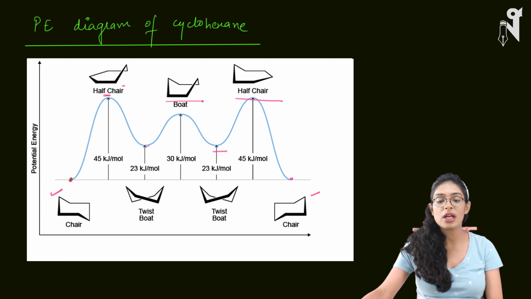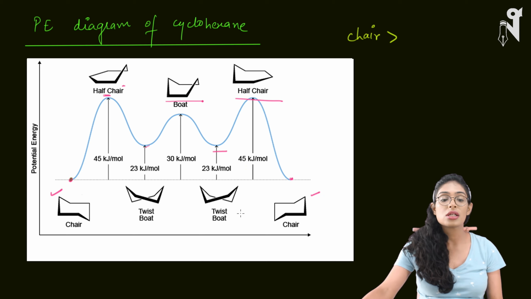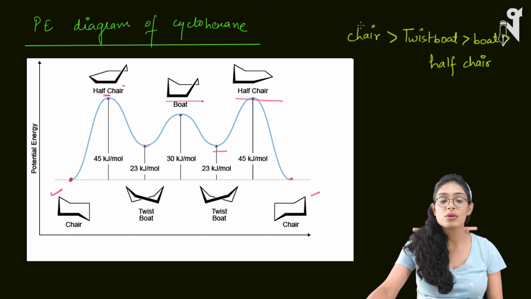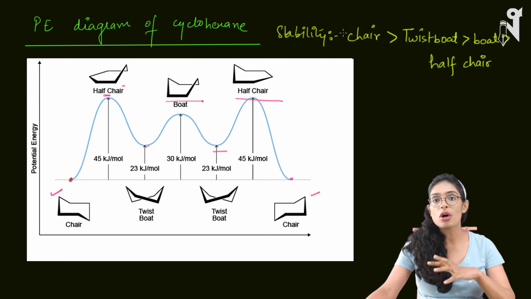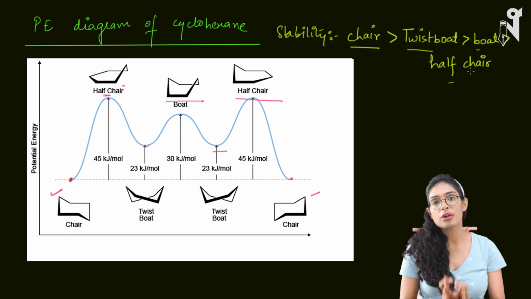If somebody asks me to write the order of stability, chair is most stable, then comes what? Tell me, according to this graph, what should come next? Twist boat. Then comes your boat. And then the least stable is half chair. So this is the stability order. Or you can say energy. When you talk about the energy order, it will be opposite. So chair has the least energy, most stable, then twist boat, and then half chair. This is important. You need to know this.